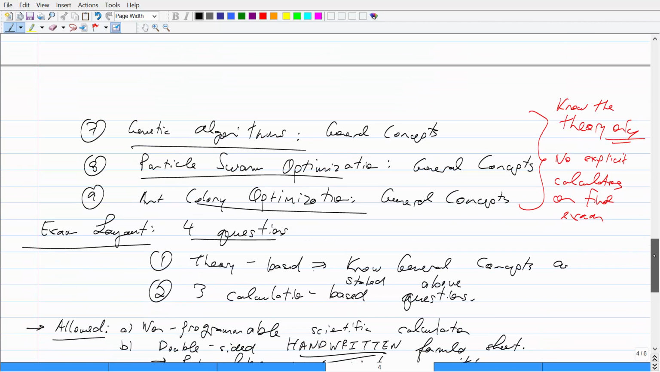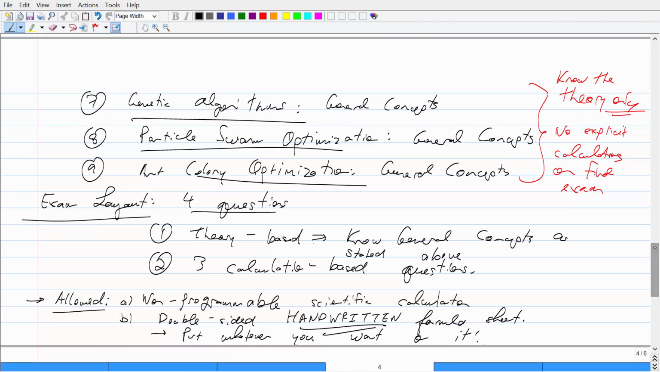So with the final exam, I've learned my lesson, so there's only going to be 4 questions. That should take you about 3 hours to do. So again, 1 theory-based, so general concepts as we stated above, and then there will be 3 calculation-based questions. If you can see here, there's only 3 topics that we've covered that are calculation-based. So you can kind of infer what's going to be asked in terms of the calculation-based questions.